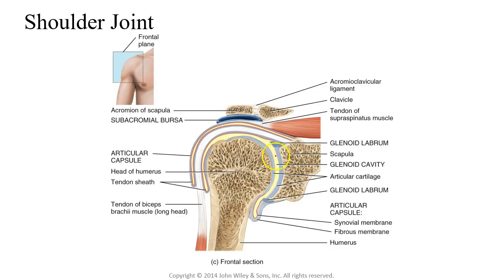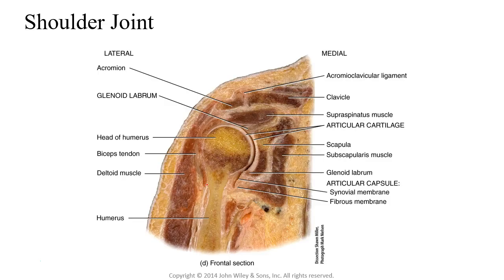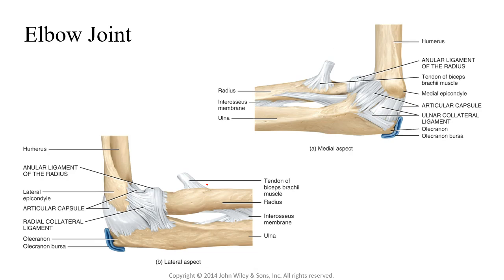All right, this is the arrangement of that cavity, the synovial cavity here. We can see we surround the entire head of the humerus. More of an anatomical look.